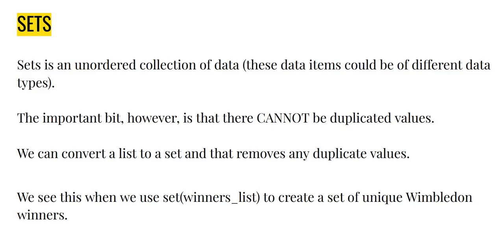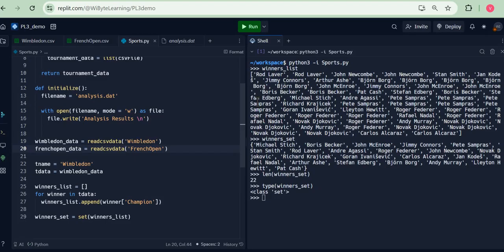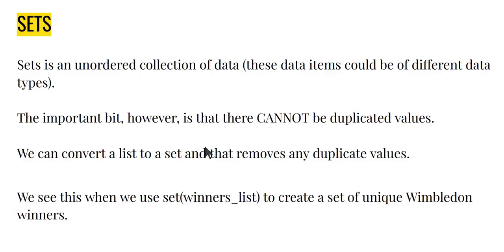First things first, as we saw, a set is an unordered collection of data. These data items could in fact be of different data types. The fact that it's unordered means that I cannot index into this set. So for example, if I were to try winner set 0, that will return an error because the set object is not subscriptable. This is not like 0 is Michael Stich, and 1 is Boris Becker, and so on. It's just a collection, completely unordered. The important bit, however, is that sets cannot have duplicates, as we just saw.